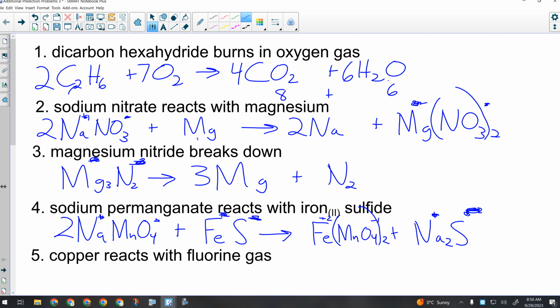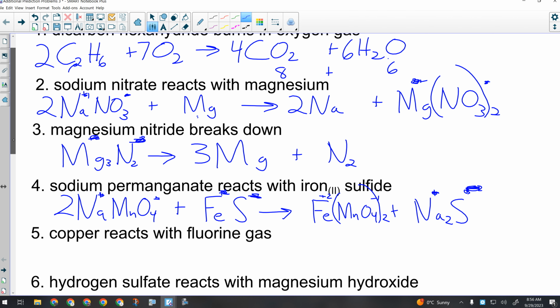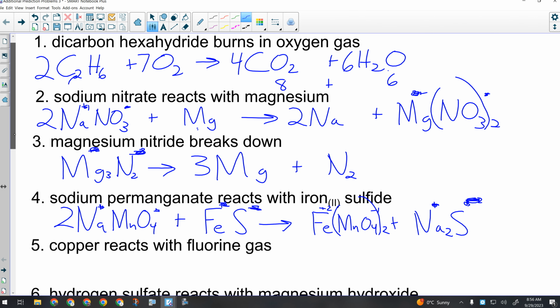When you get better and better and get more experience at this, you're going to be able to look at reactions and just do it without going, "Oh, I got a feeling." Because you just kind of see the pattern sometimes. All right. Copper reacts with fluorine gas.